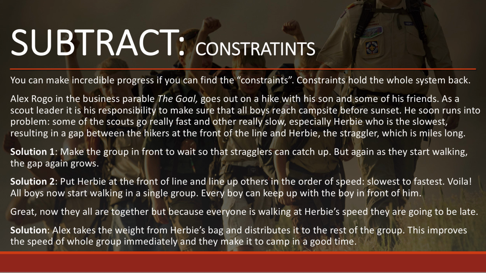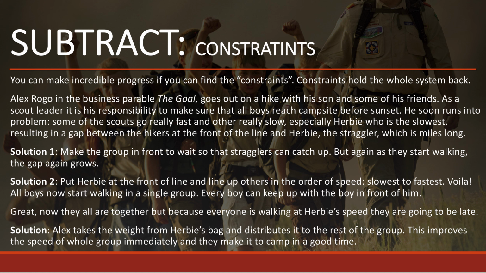You can make incredible progress if you can find the constraints. Constraints hold the whole system back. Let's look at an example. Alex Rogo, in the business parable The Goal, goes out on a hike with his son and some of his friends. As a scout leader, it is his responsibility to make sure that all boys reach the campsite before sunset. He soon runs into a problem. Some of the scouts go really fast and others really slow, especially Herbie, who is the slowest, resulting in a gap between the hikers at the front of the line and Herbie the straggler, which is miles long.